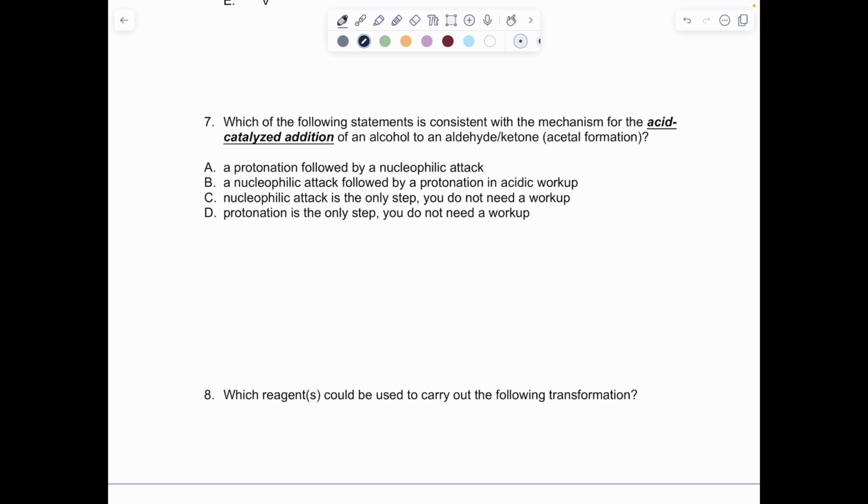Question 7. Which of the following statements is consistent with the mechanism for an acid-catalyzed addition of an alcohol to an aldehyde or ketone? So we're trying to go from something that looks like this to something that looks like this, where that R group can be an H or an alkyl substituent. So how do we get from a ketone to the acetal? If it's acid-catalyzed, we're likely going to need to start with a protonation step. So let's show that.